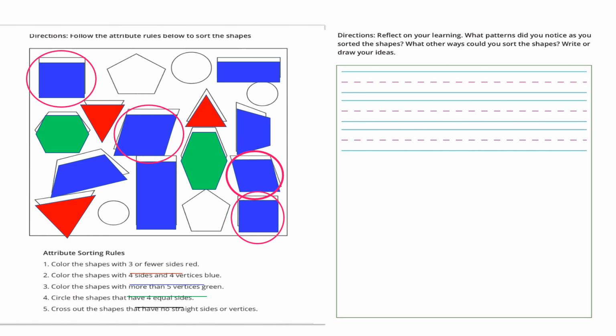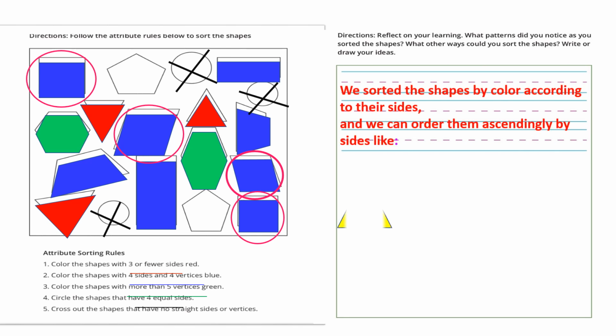Great. Number 5, cross out the shapes that have no straight sides or vertices. No straight sides. This shape is called what? With no straight sides, no line segments, 0 line segments. Circles. Great. We will cross out circles.